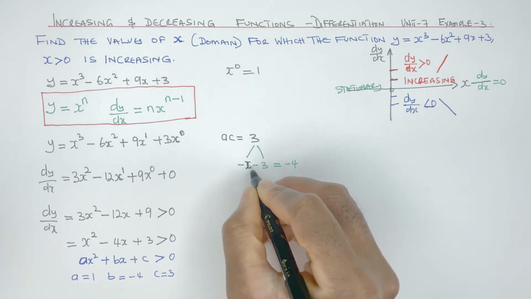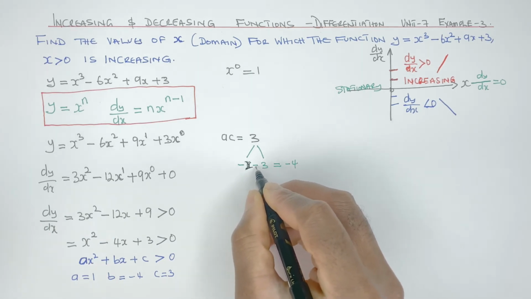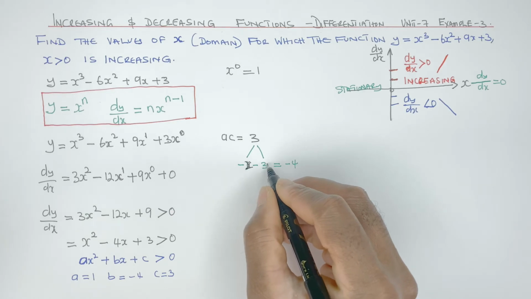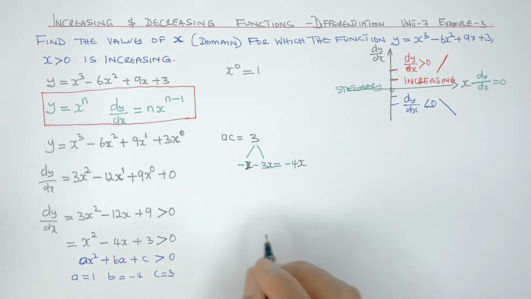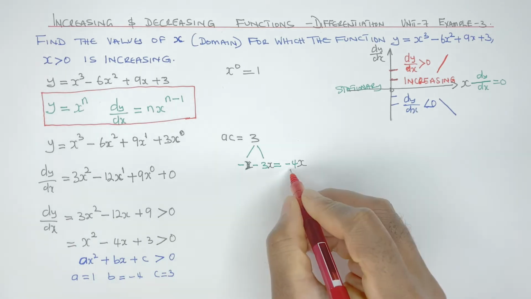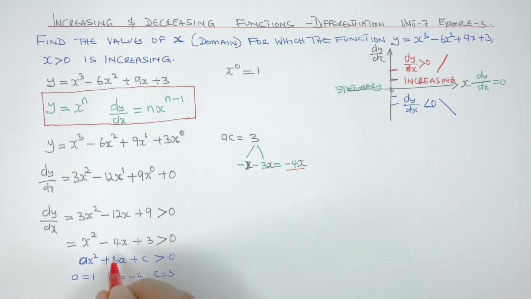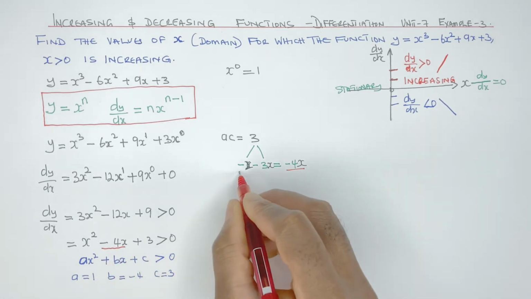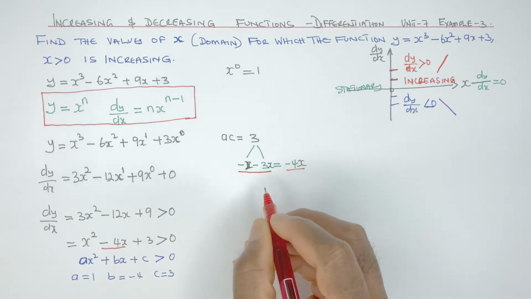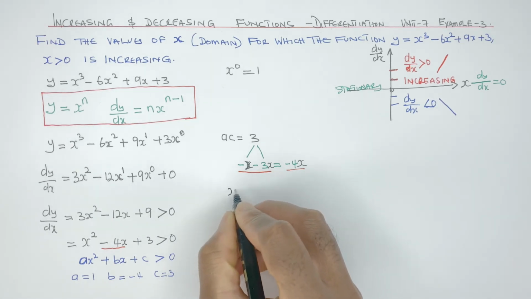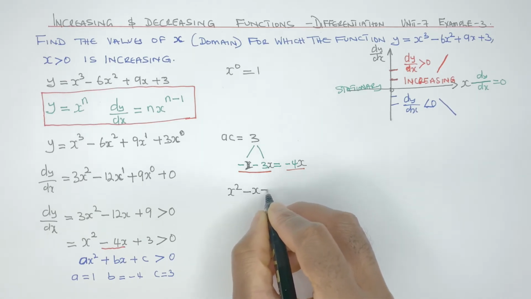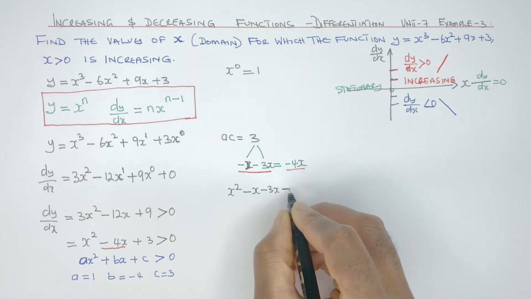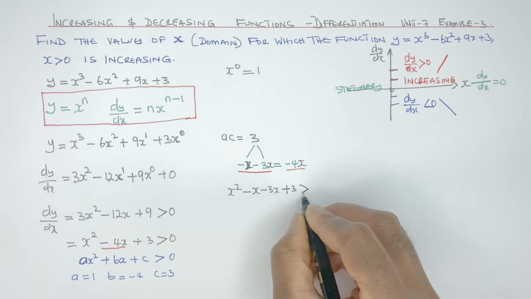So that's minus x. Minus 3 by x, I get minus 3x. And that will give minus 4x. So I'm going to replace minus 4x here with minus x and minus 3x. I'm going to get x squared minus x minus 3x plus 3 greater than 0.